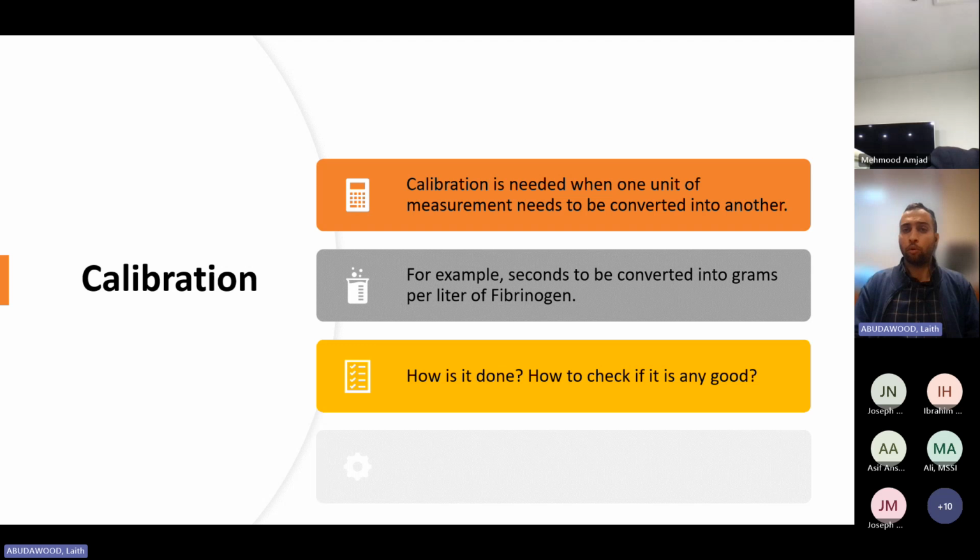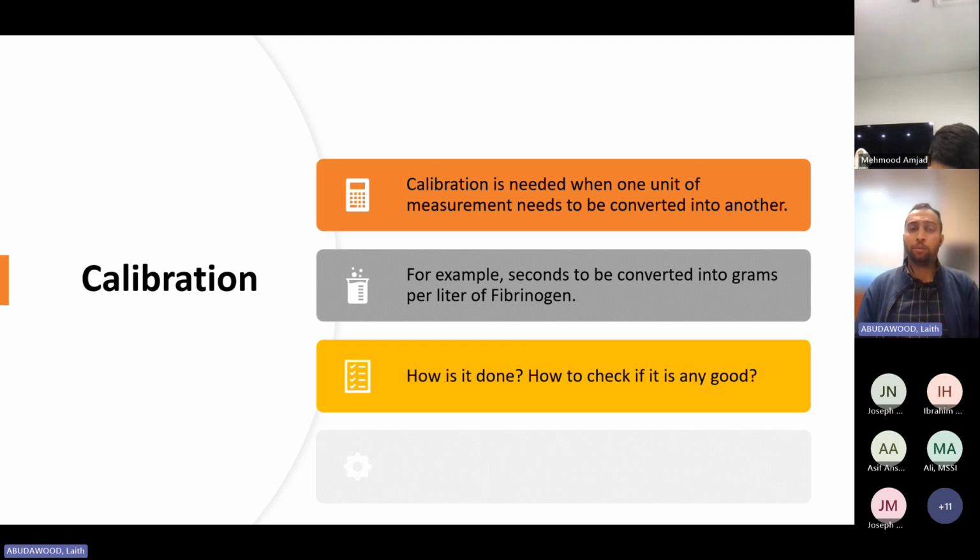I can simply do the following. I will bring one sample with a known concentration of factor 8. For example, I will buy a sample that is known to have 70% factor 8. Then I will run it on APTT. I'm just giving you random examples here. So if my APTT gave me 50 seconds, this is from this sample that I bought that has 70% factor 8. When I ran it, the APTT gave me 50 seconds.